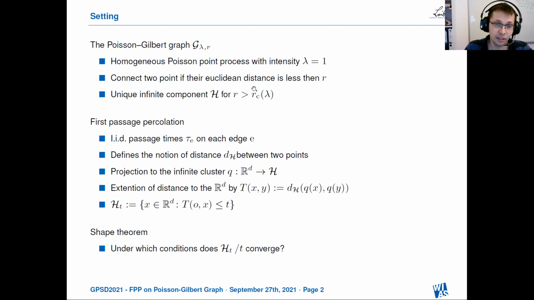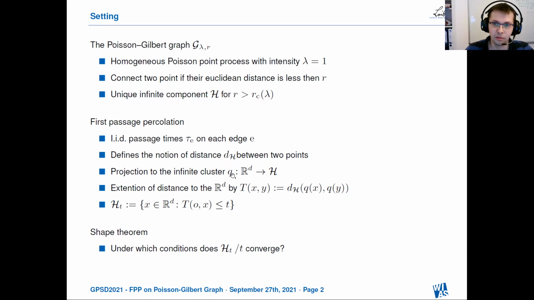One of the interesting features of the Poisson-Gilbert graph is that with a given intensity, if the radius is large enough, a unique infinite component emerges. And on this infinite component, we are able to properly define the first passage percolation. For this, we assign each edge on the infinite component an identically distributed, independent, non-negative passage time. This defines a notion of distance between 2 points on the infinite cluster. The distance is in this case the smallest sum of the weights on a path.